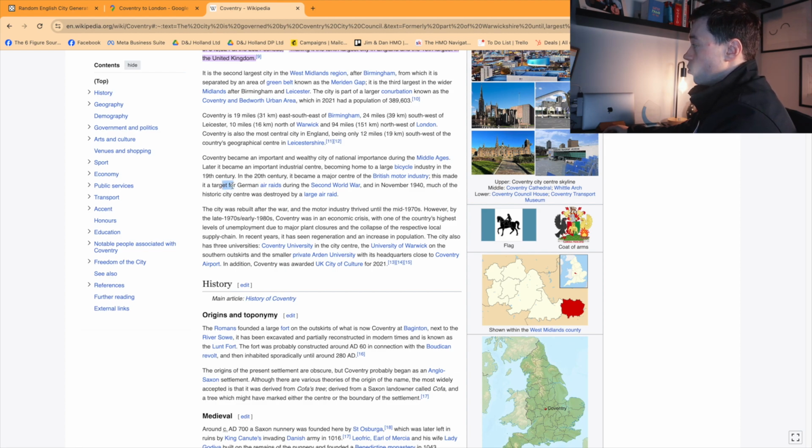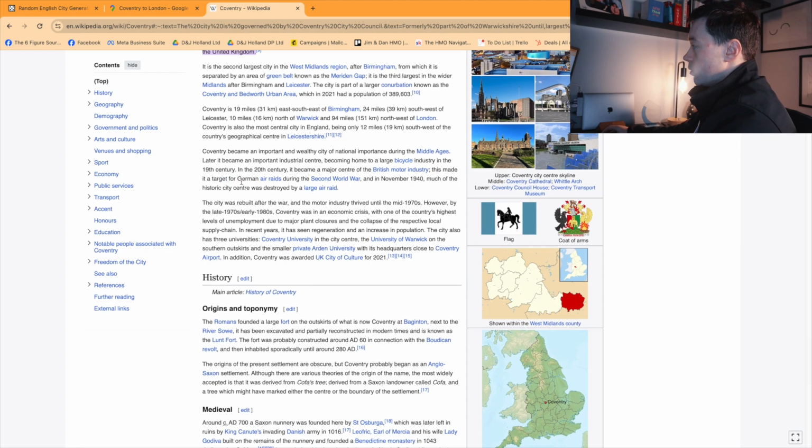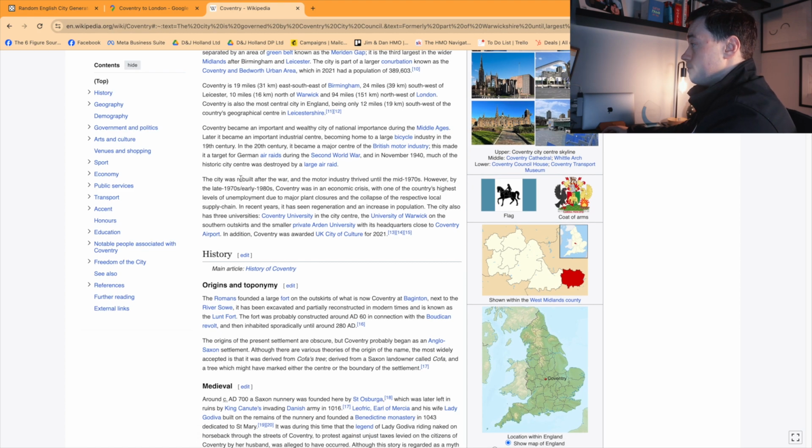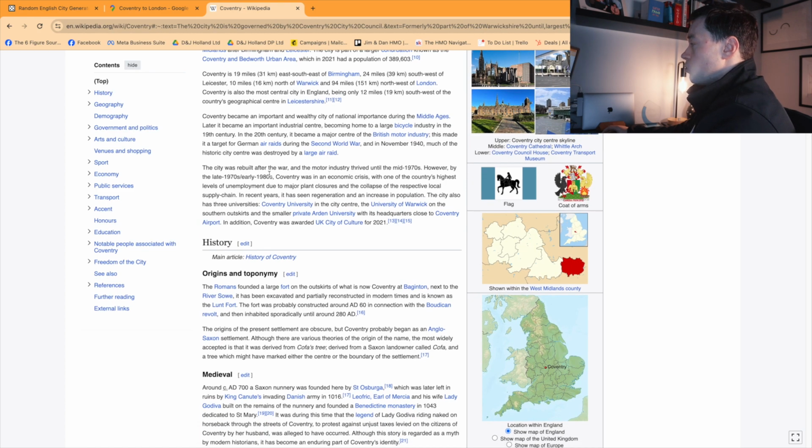Coventry got hammered during the Second World War. Apparently Churchill knew about it. But there you go. The city was rebuilt after the war and the motor industry thrived until the mid-1970s. However, by the late 70s, early 80s, Coventry was in economic crisis, with one of the country's highest levels of unemployment due to major plant closures and collapse of the local supply chain.